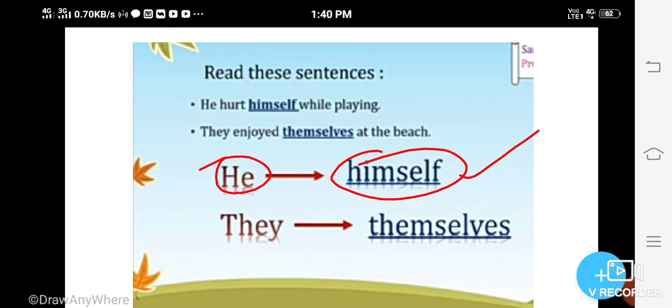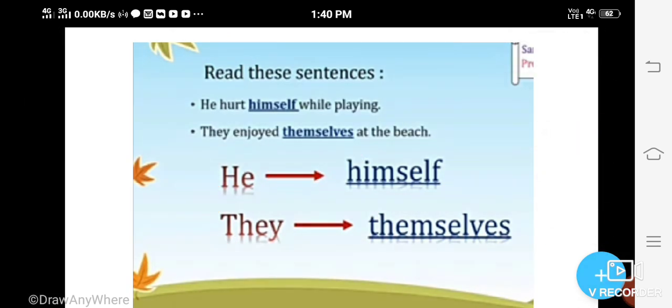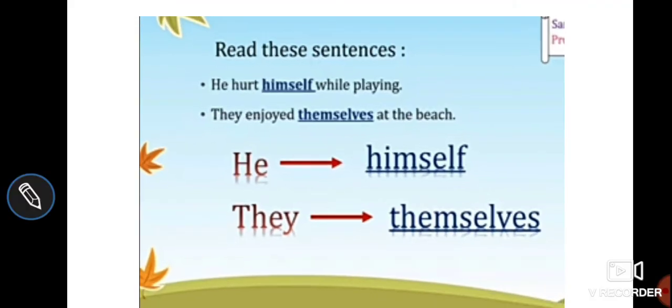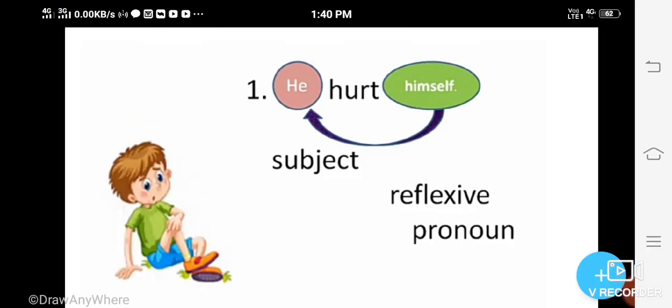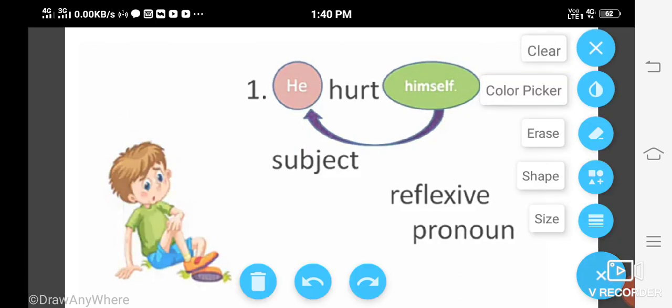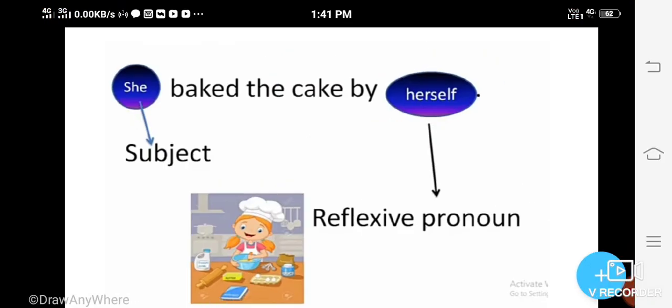In the second sentence, they enjoyed themselves at the beach. In this sentence, they is the subject and themselves is the object. So, themselves is the reflexive pronoun. Here are 2 more examples for you. He hurt himself. In this sentence, he is the subject and himself is the reflexive pronoun. One more for you. She baked the cake by herself. She is the subject and herself is the reflexive pronoun.